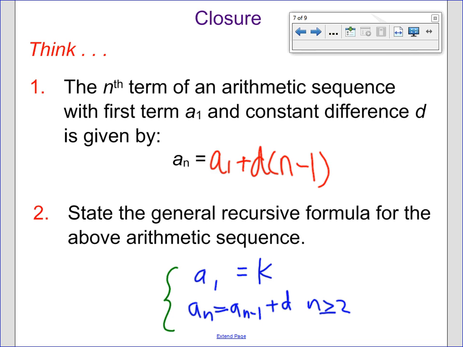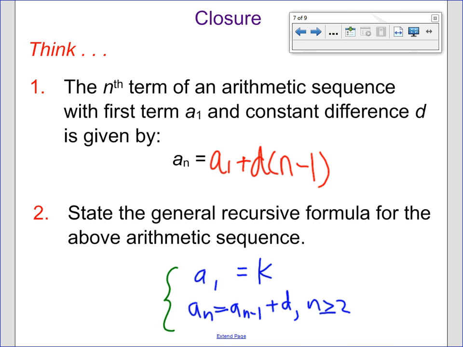Good job. Number two, we need a start value. For our recursively defined sequence, we need a start value and then a rule that's used to get the current term based on the previous term. We look at the previous term's value and simply add my constant difference to it, and that creates my current term. How do I get the next term? I look at the current term and add my difference to it, add my difference to it, add my difference to it. That's the pattern. Nice job. Raise your hand if you got number two correct.